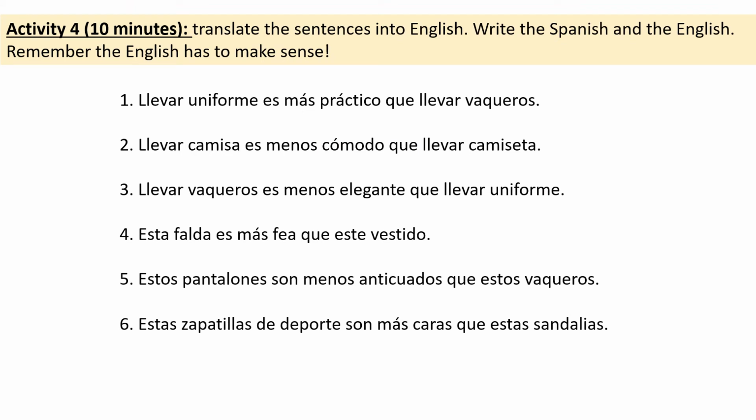Okay, so for this next activity, you're going to spend approximately 10 minutes translating these Spanish sentences into English. I would like you to write the Spanish and the English into your books. And remember, you don't translate literally, so the English has to make sense. We're going to do the first one together. Llevar uniforme es más práctico que llevar vaqueros, which means wearing uniform is more practical than wearing jeans.